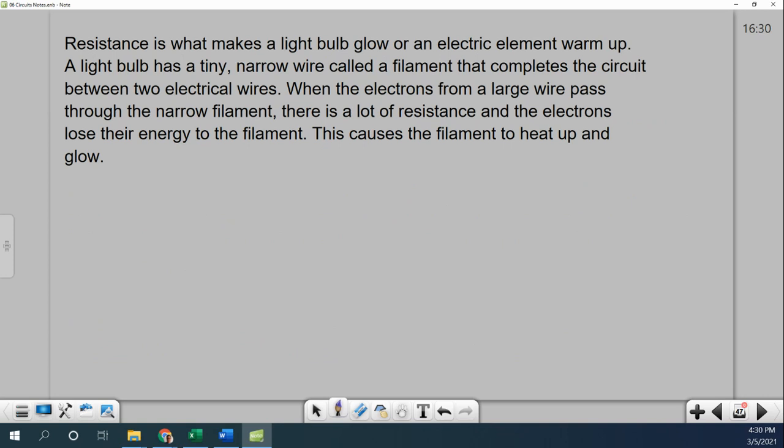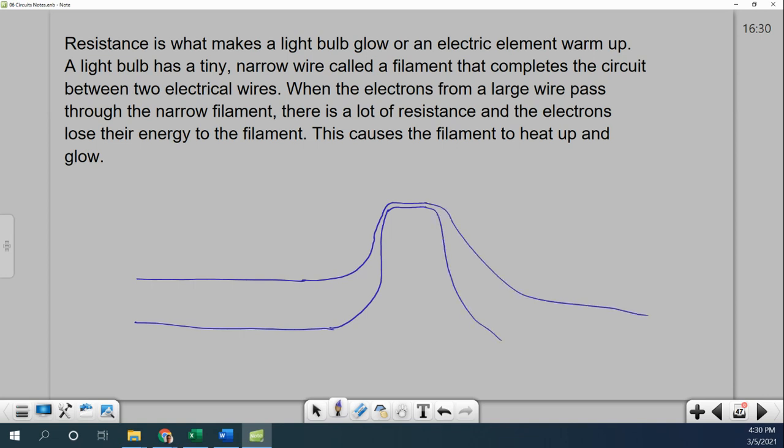So again, resistance is what makes that light bulb glow, what makes the electric element warm up. Your light bulb has a tiny narrow wire called a filament. So you've got your regular wire carrying electrons, and then it goes up into the light bulb and narrows into this tiny little teeny wire, and then goes back out into the regular wire, which is big and beefy and has lots of room. So if I've got 100 electrons flying this way, lots of room. It's like being on the highway. Life is good. All of a sudden, I need to squeeze 100 electrons through here.